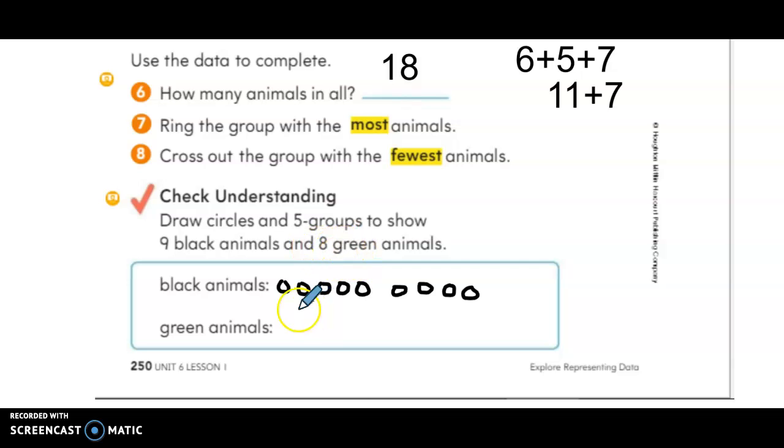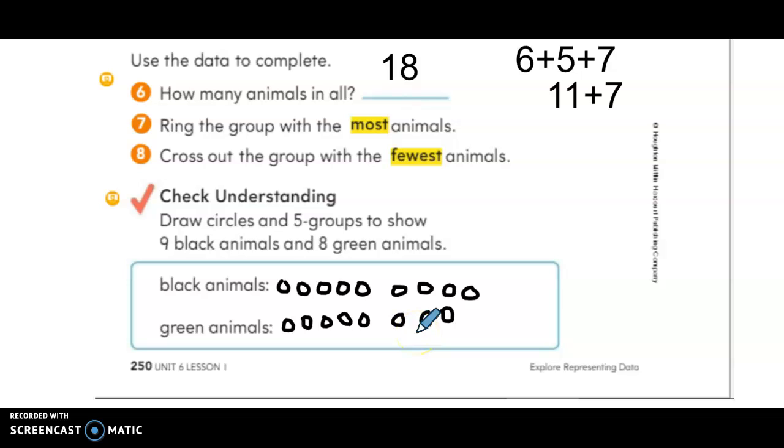Now we need to have 8 green ones. So we're going to draw 8 circles. And I want you to do your best to line it up directly underneath so that it's easy for us to look and compare to see which one has more and which one has fewer. Okay, so we got to make 8. Okay, now that we have both of our black and green animals circles drawn, you can actually look and see right away without even counting which one has more. Right? You can tell it's the black animals that have more because this one's missing a circle. Okay? This one has more. You can see it right away, and this one has fewer.